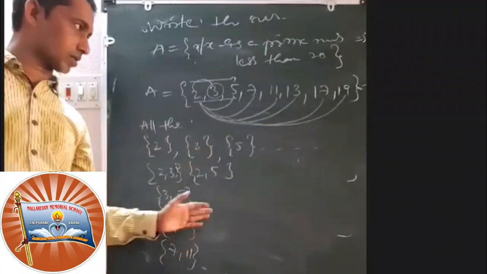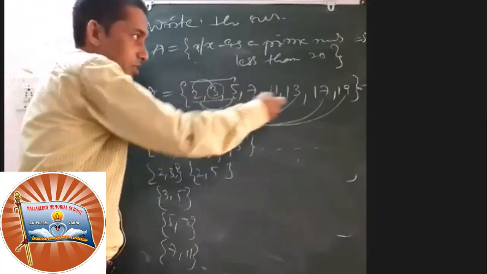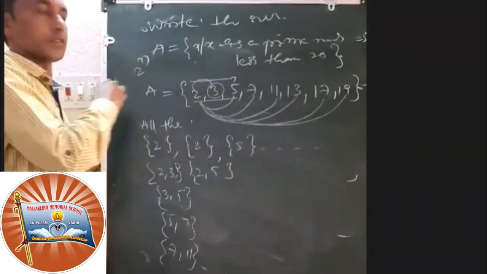we can write 2 to the power of n subsets. Understood? I am taking many numbers. If I take n numbers, you will get 2 to the power of n subsets.